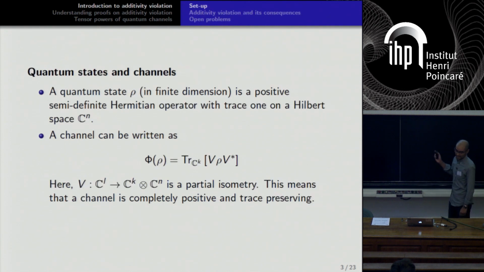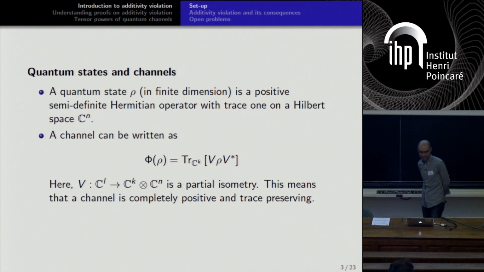Anyway, shall we start? As you've seen before, quantum states and channels. A quantum state is a Hermitian operator, positive, with trace 1. In the second part, we define a quantum channel. A quantum channel is a CPTP map, trace preserving. So this kind of construction.